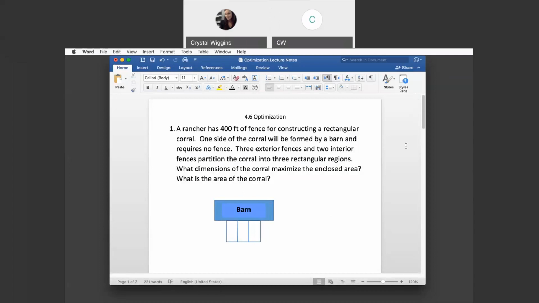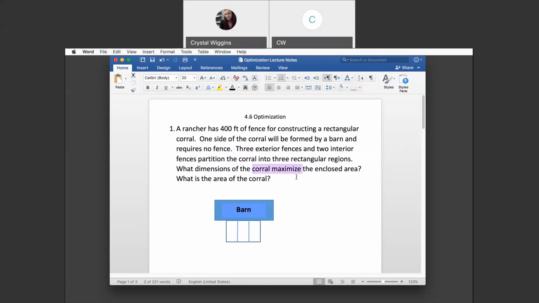So our very first problem is a rancher has 400 feet of fencing for constructing a rectangular corral. Essentially, a corral is what holds the animals in. One side of the corral will be formed by a barn and requires no fence. Three exterior fences and two interior fences partition the corral into three rectangular regions. What dimensions of the corral maximizes the enclosed area, and what is that area?